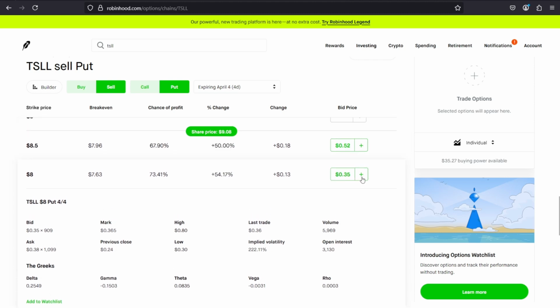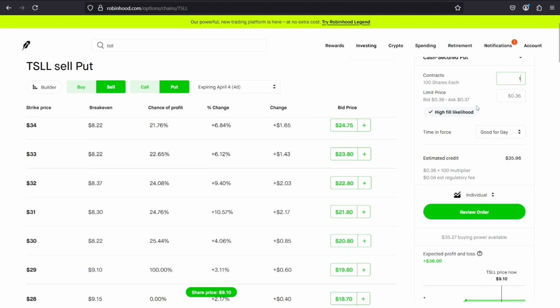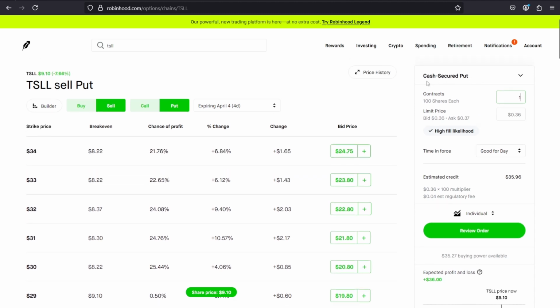This put will yield $35 in premium by this Friday's expiration if the price of TSLL is over $8 a share. So we click plus. We go here, sell one contract. As you can see, it says cash secured put. 100 shares each, bid 36, ask 37.